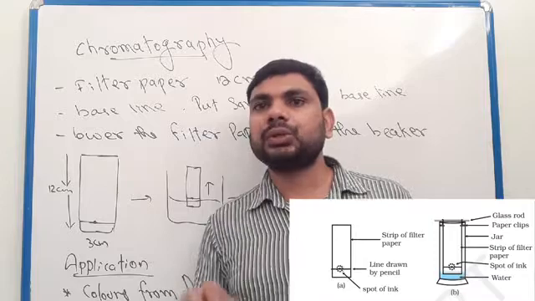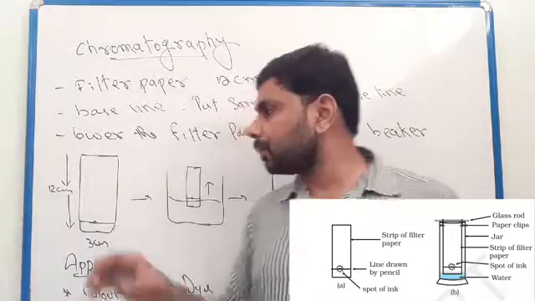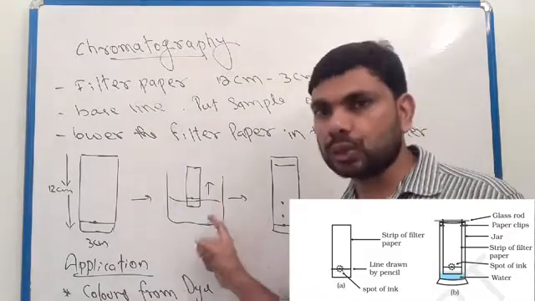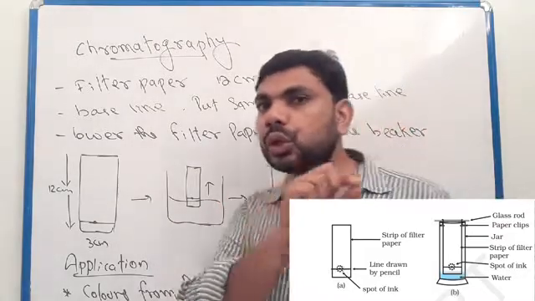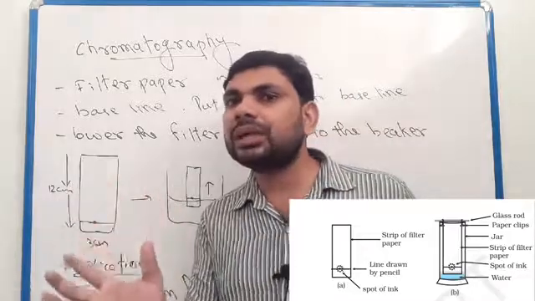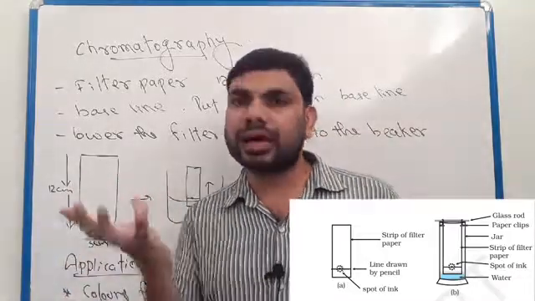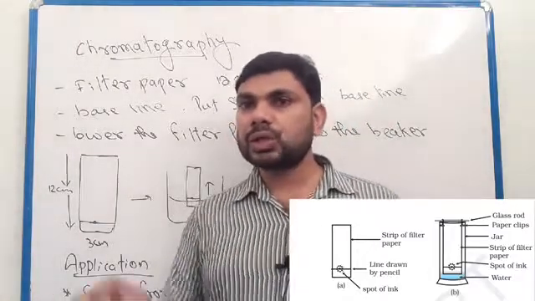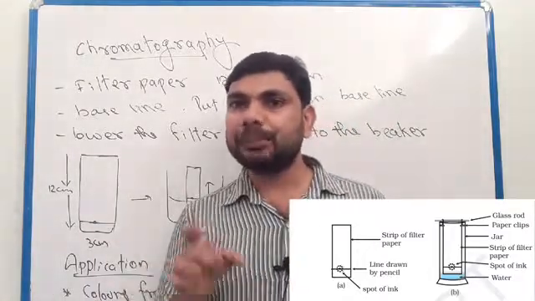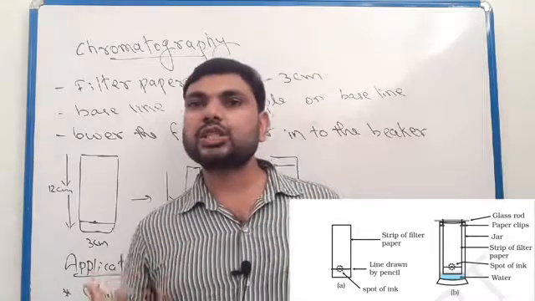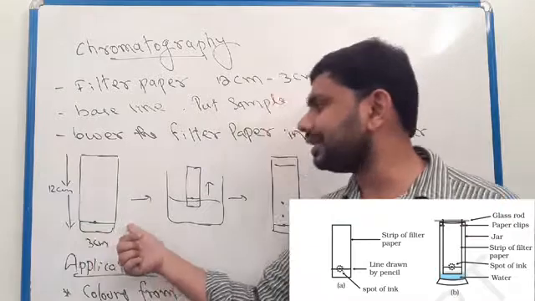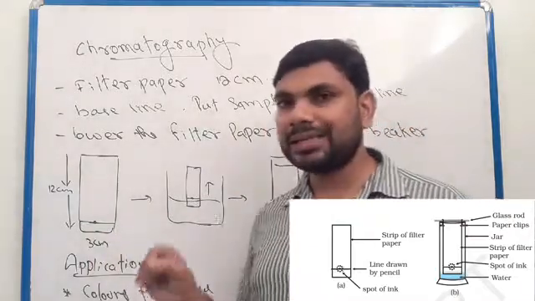Pencil. Do not use an ink pen, because we have to insert this chromatographic paper into water. When you draw with an ink pen, it will give you a wrong answer, because we have to separate colored substances. Ink contains colored pigments, so there is a chance to get a wrong answer. That's why we have to draw this baseline with a pencil.